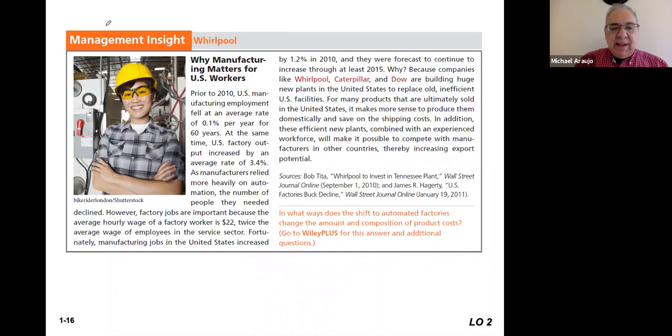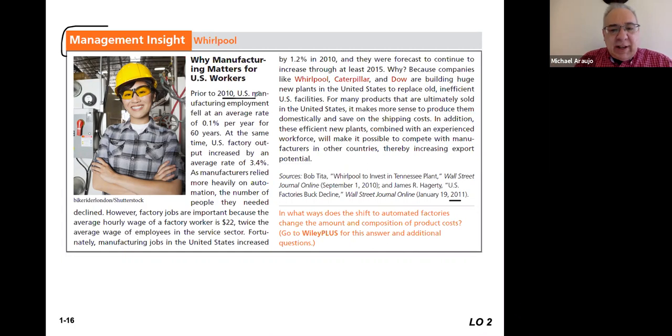So again, these little insight boxes, at least in this book, I personally really like. I don't know if you've been reading these, but they're cool. This is on Whirlpool, which manufactures a ton of things like appliances. And so here you have a little story about prior to 2010, and this story's old in and of itself, but that's why you pay that high price for a Wiley textbook to get the most current information from 10 years ago.